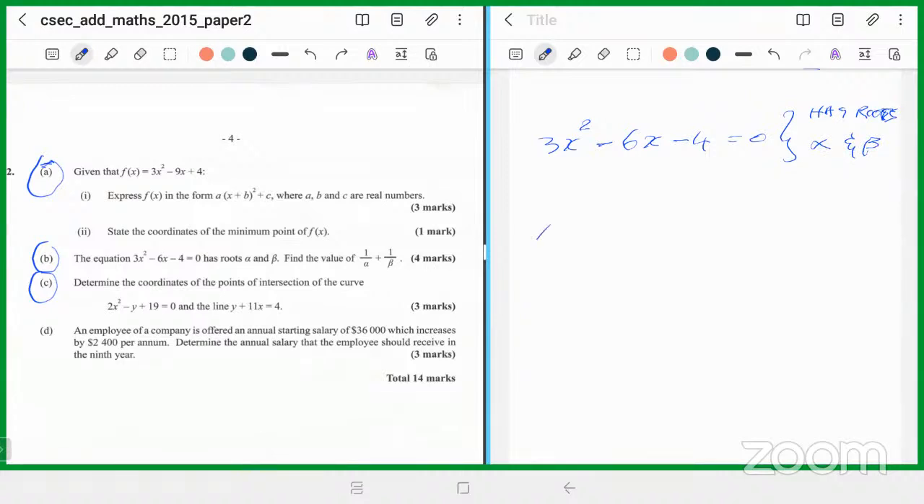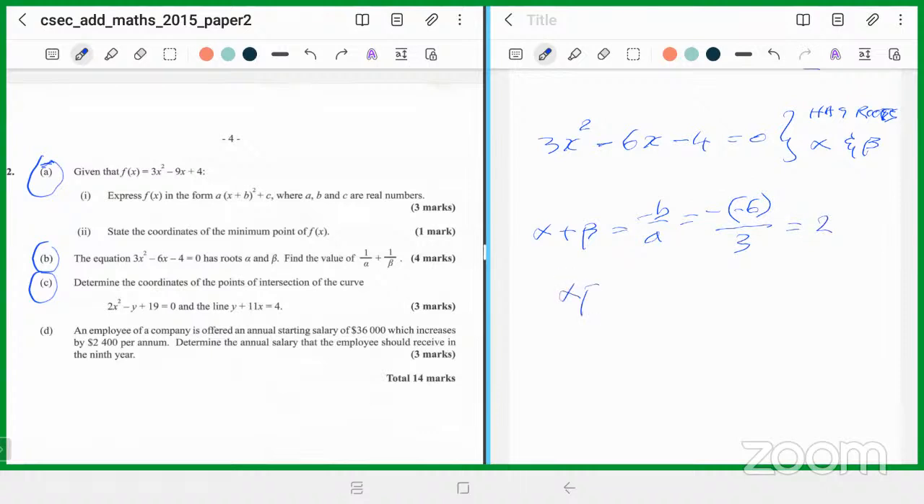The sum of the roots, alpha plus beta, is minus b over a if you want to use a formula method. So it's minus, this is a B and this is an A. Have to be careful with the negative sign. Becomes minus negative 6, that's your B, divided by A, which is 3. It becomes positive 6 over 3, which is 2.